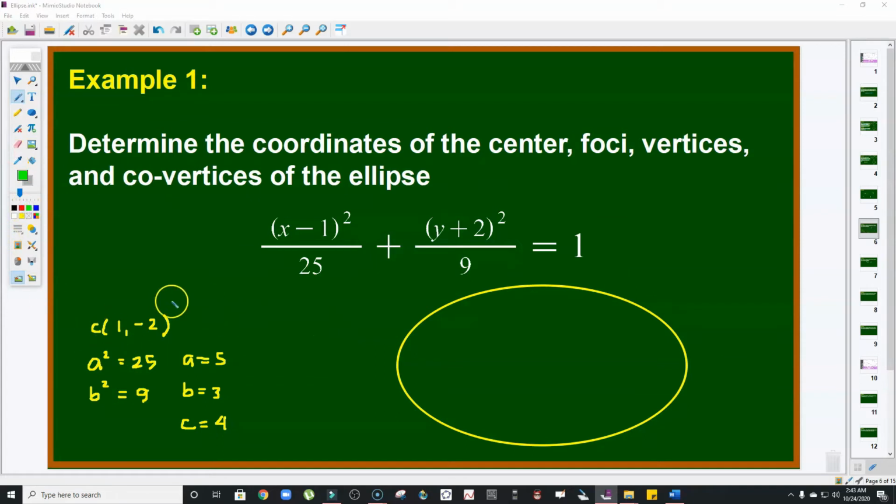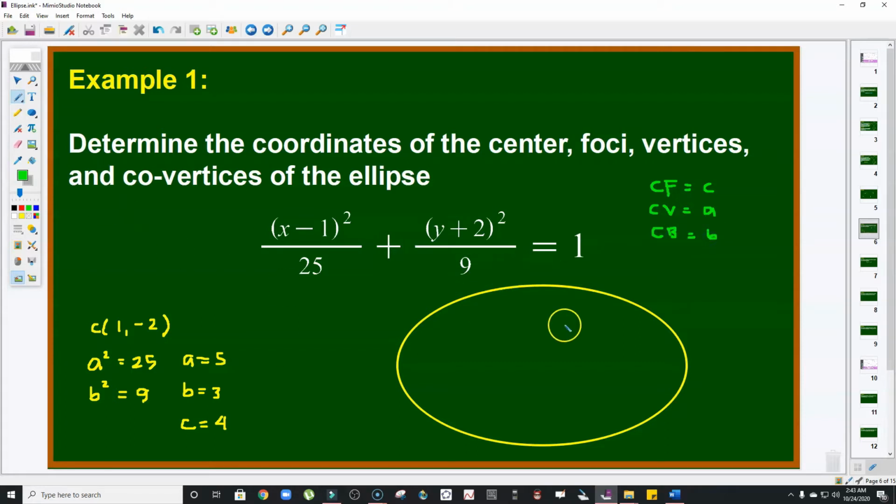Okay, now, what do those mean? Take note, the distance from the center to the focus is c, in the Pythagorean relation. Alright? While the distance from the center to one of the vertices is a. Then the distance from the center to one of the co-vertices is b.